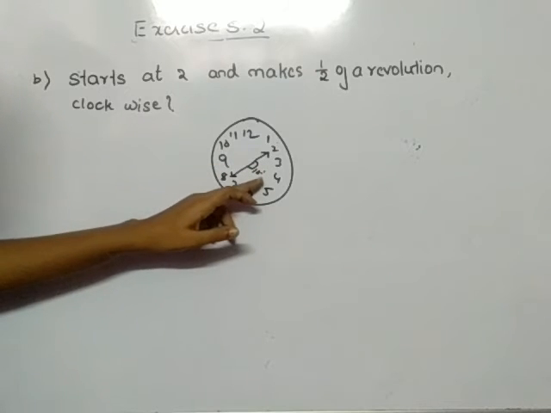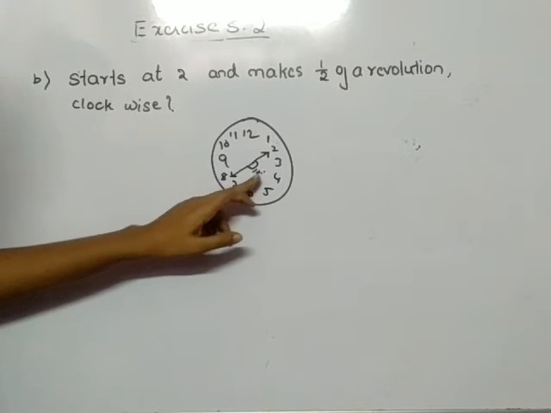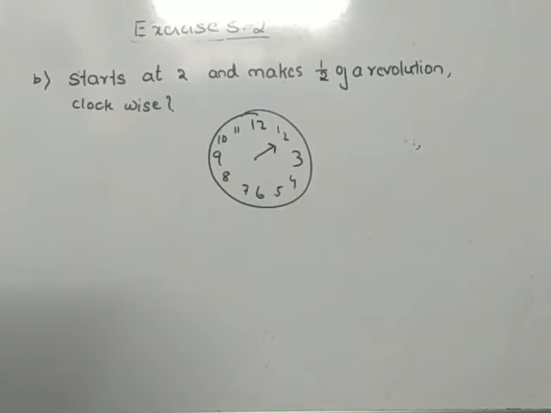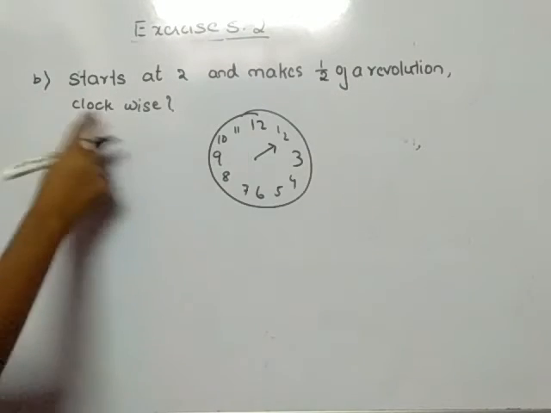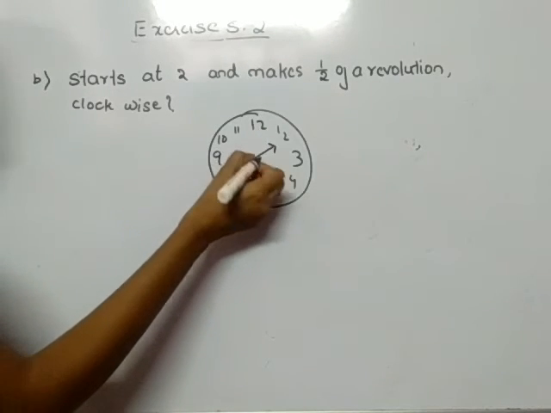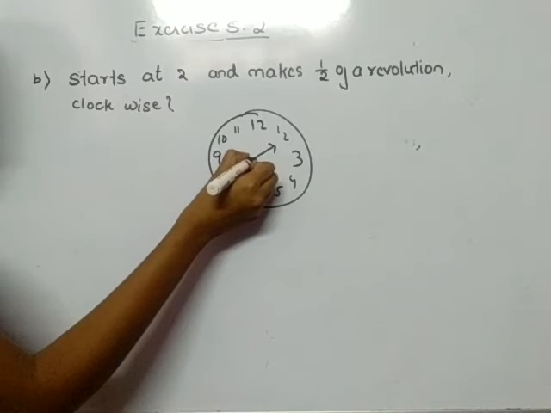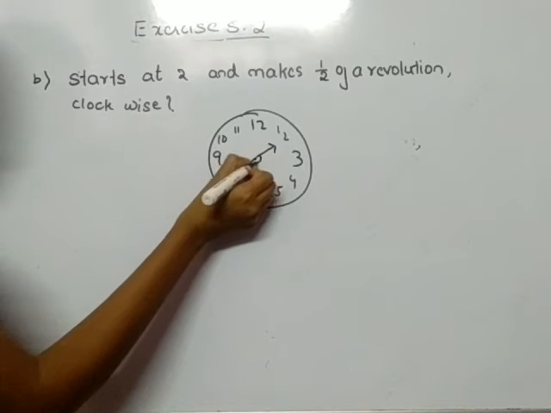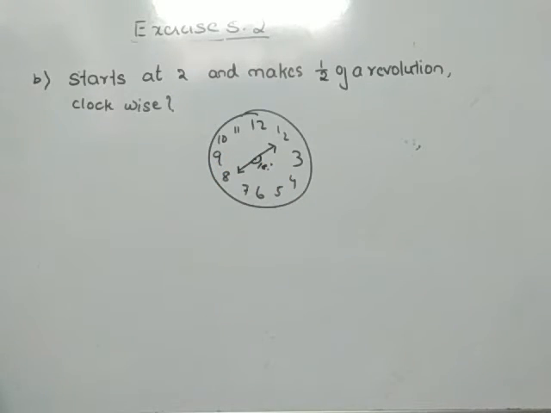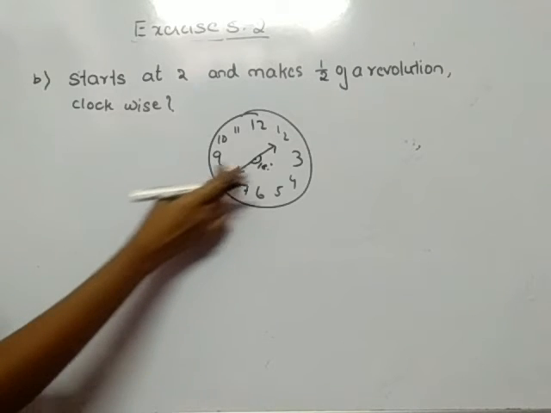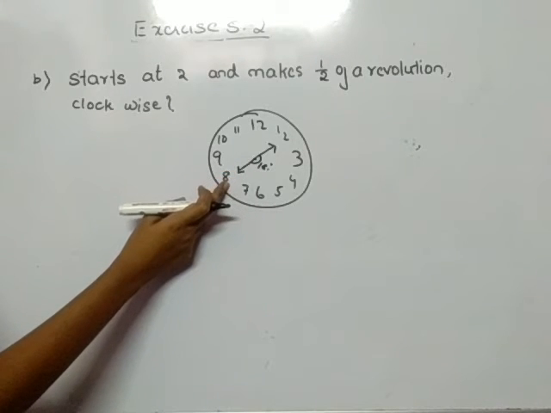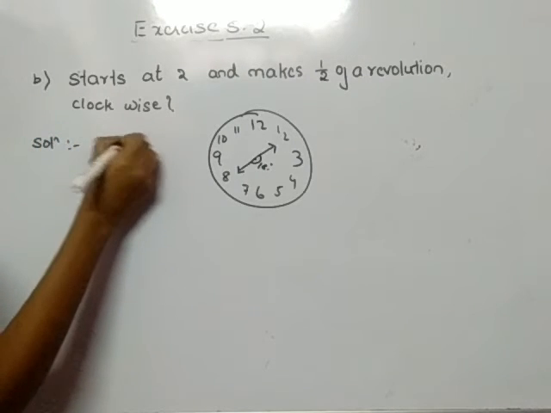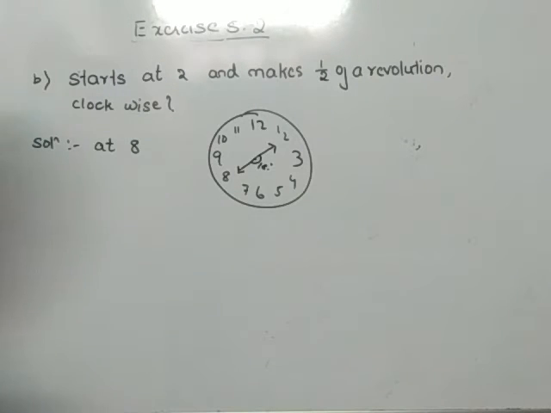Now it is making half of a revolution. It started from 2, and after rotating, it made half of a revolution. Half of a revolution means a straight angle, isn't it? Now, after making half of a revolution, it is pointing towards 8 here, isn't it? So, we'll write the solution here as at 8.